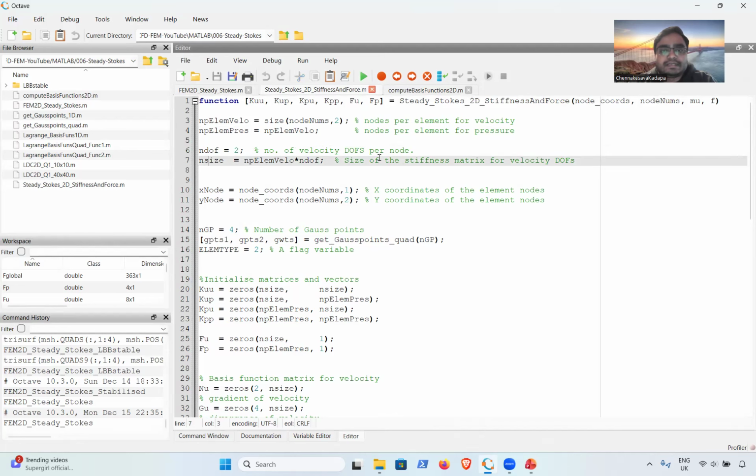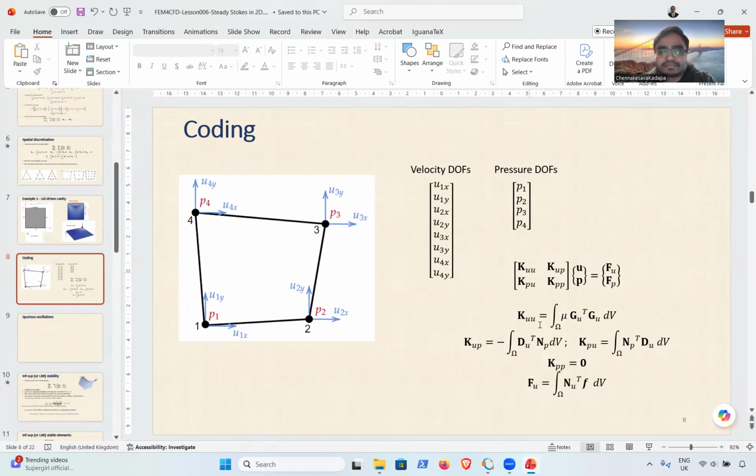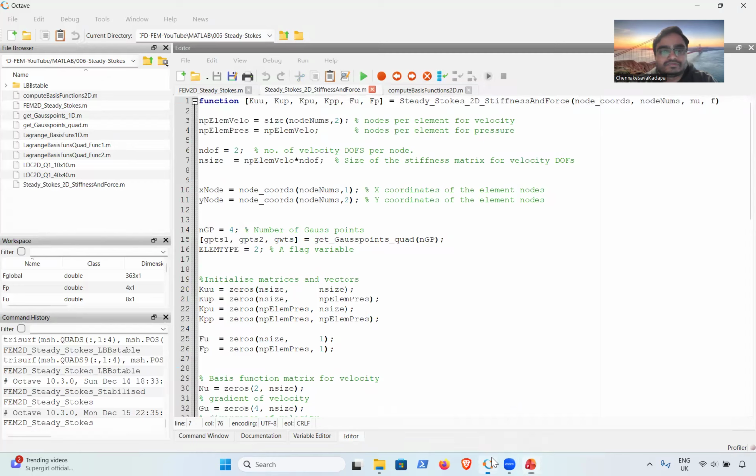Okay, and then we calculate the size of the stiffness matrix for velocity degrees of freedom. That is the KUU matrix. So n size is the number of nodes per element for velocity multiplied by the number of degrees of freedom. So we get the size of the stiffness matrix KUU.